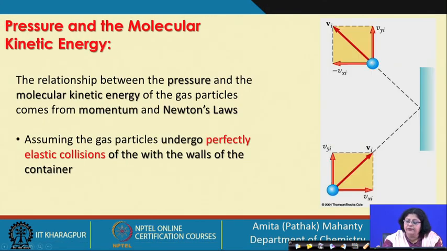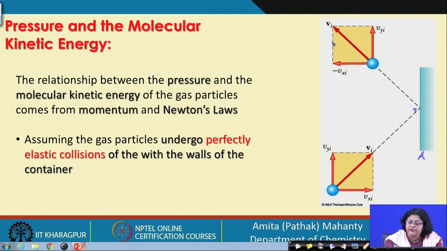What is actually happening? What we are seeing is the velocity component which we are looking into, this component of the velocity. The particles are moving, striking the wall, and this is the wall with the area A, and there it is reverted back or moving back in the opposite direction.